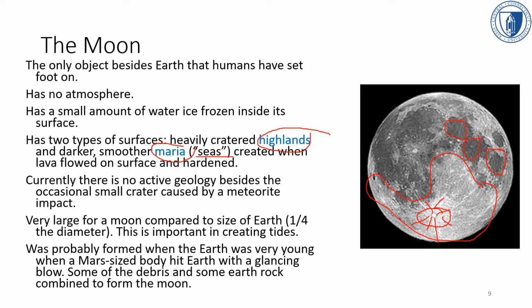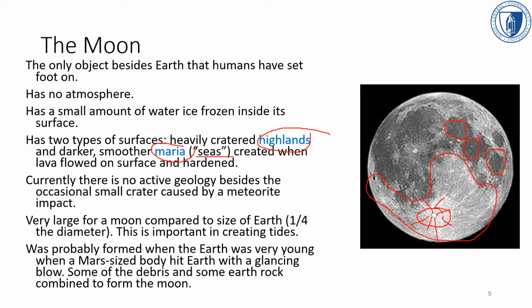Now, there's really no active geology on the moon except for an occasional small crater created by something impacting the moon. And it is very large compared to the size of the Earth. It's a quarter the size of the Earth, which to have a moon a quarter the size of its planet, that's really important because remember when we talk about gravity, the relative masses and sizes of things are going to affect gravity, right? So the moon and the Earth have a very intense gravitational pull on each other, and that's what actually causes tides.